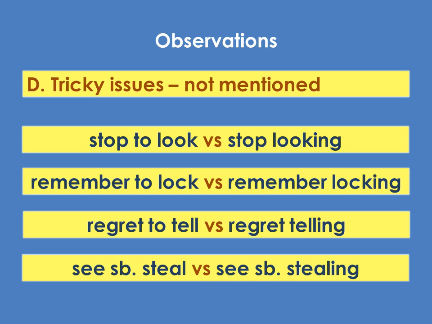Third, regret to tell is completely different from regret telling in terms of meanings. Regret to tell means you feel sorry to someone because you are going to tell him or her something not very good. However, regret telling means that you have already told something to someone, but now you regret doing so. Last but not least, see somebody steal, in which a bare infinitive is used, means you see the complete stealing action. But see somebody stealing, with the use of a gerund, means you only see a part of the stealing action.